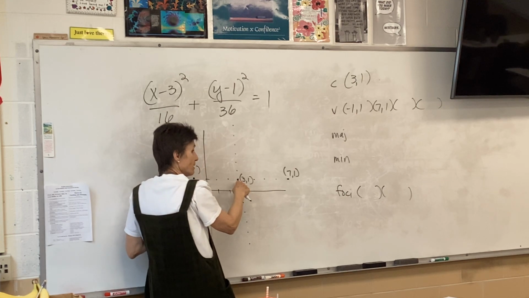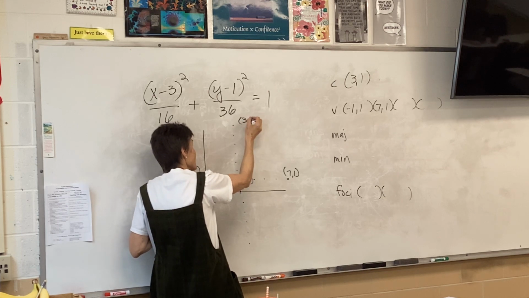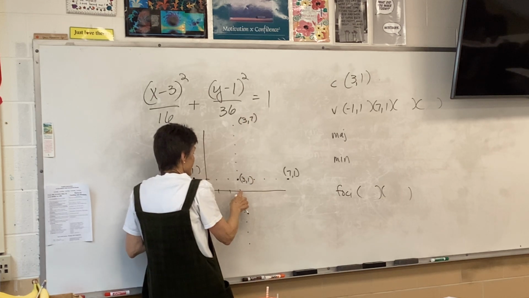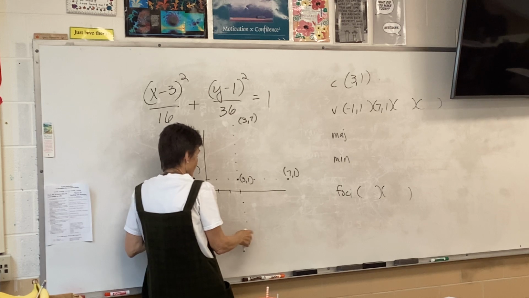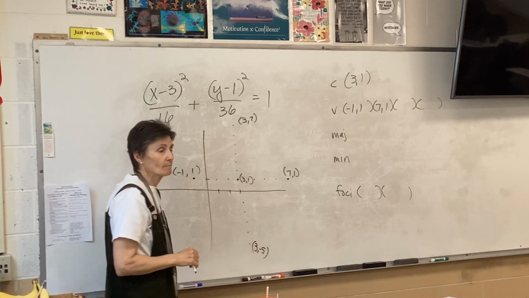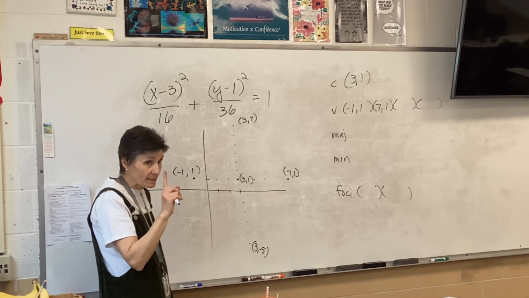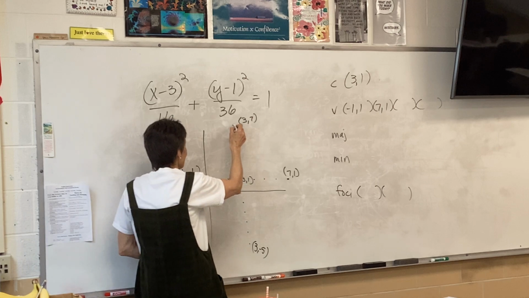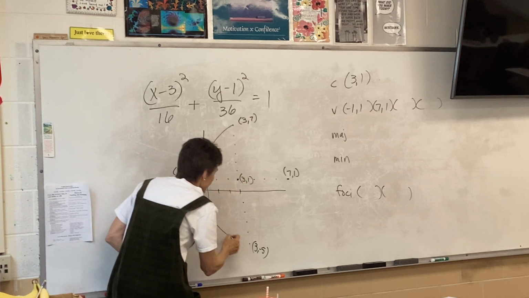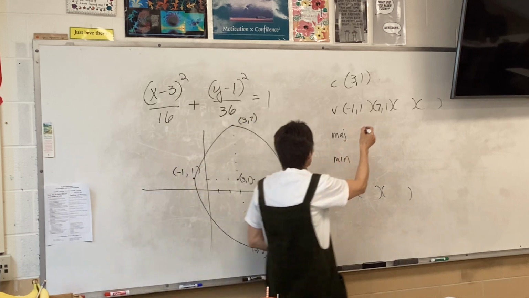So I'm starting right here at 1, 2, 3, 4, 5, 6, 7. 3, 7. 0, negative 1, negative 2, negative 3, negative 4, negative 5. 3, negative 5. This is an ellipse, so I'm going to go ahead and connect those points with a nice oval. Oops, I got my other points over here.